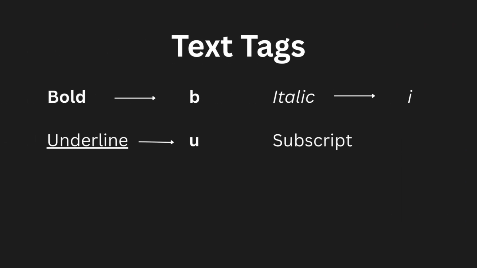Subscript is used to display text lower than the normal line. When you place text inside the sub tag, it appears below the baseline of regular text. This is usually used for scientific or mathematical formulas, so if you're creating a science-related website, this tag will be very useful.